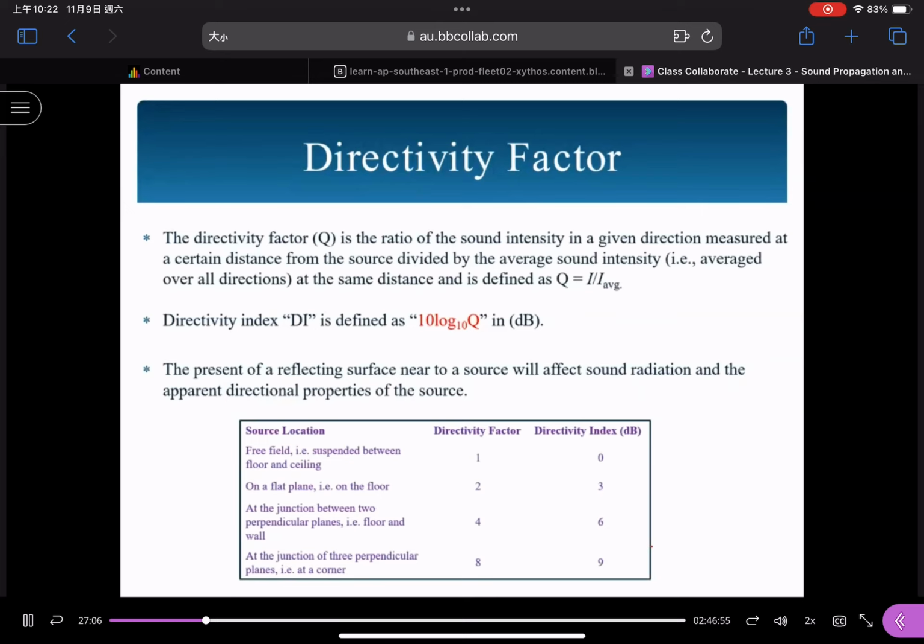This is the definition: the ratio comparing the intensity at any point to the average intensity. Some people also propose the directivity index, which is relevant to this one. They just write it as 10 log Q. When we apply the logarithm function, the units are always dB. Please pay attention to this one. What is the difference? We just consider that the directivity factor is just a figure, and DI, the directivity index, is expressed in terms of dB.